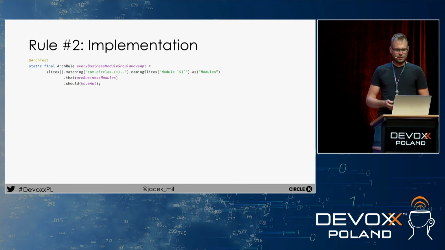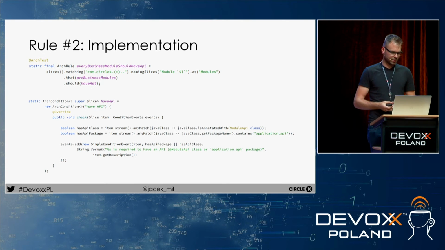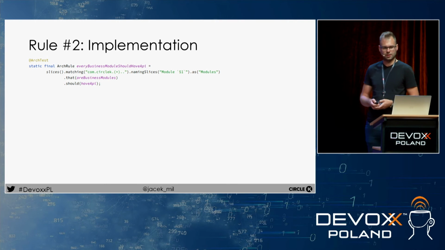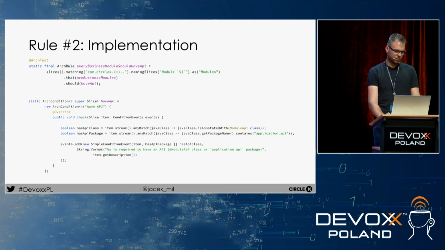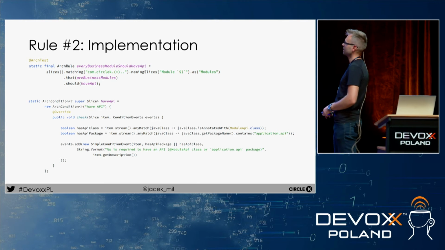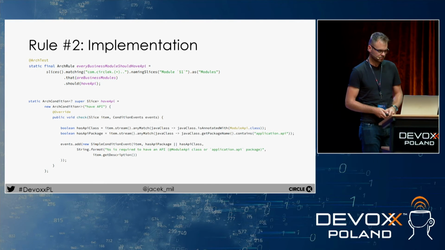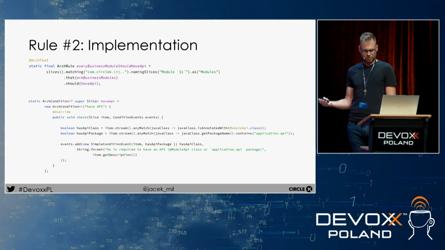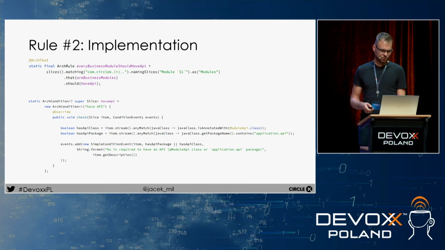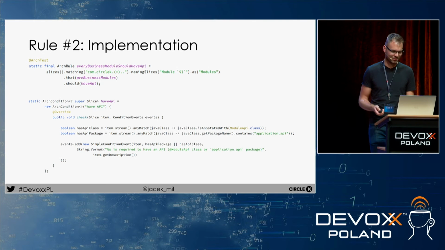So every business module should have an API. The most important part is the last line here: should have API, which means that we have an architecture condition there, and a kind of boilerplate until we reach two booleans, which check whether the module has an API class or an API package. So we're checking if any Java class in this module is annotated with module API, or has package application API. In the end, we are checking this condition and building a violation message that we are hoping to never see, but at least if we do, we want it to be readable.